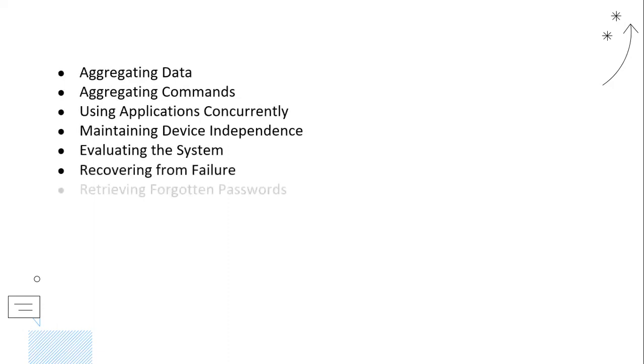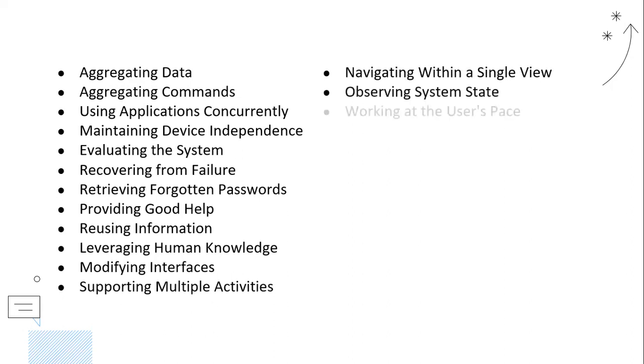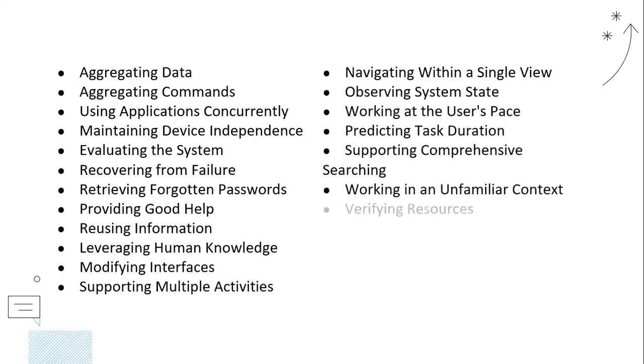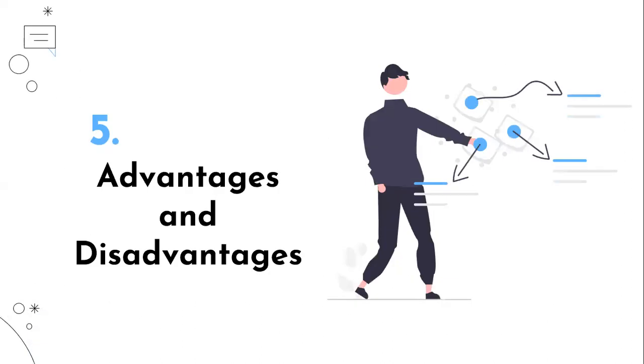There are other examples, including aggregating data, using applications concurrently, evaluating the system, recovering from failure, providing help, reusing information, modifying interfaces, supporting multiple activities, and many more. Next, we will cover the advantages and disadvantages.